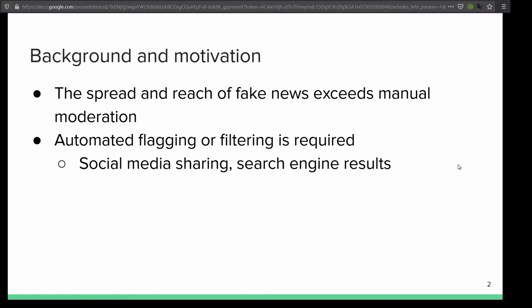For a little bit of background, the spread of fake news has been widespread for about 10 years now and has gained popularity since about 2016. Currently, it's spreading much faster than moderators can manually moderate and flag the news, so we believe that an automated flagging and filtering method is required, especially for things like social media posts or search engine results.